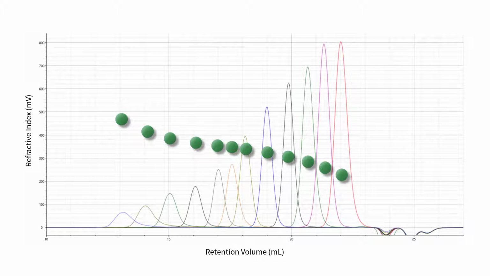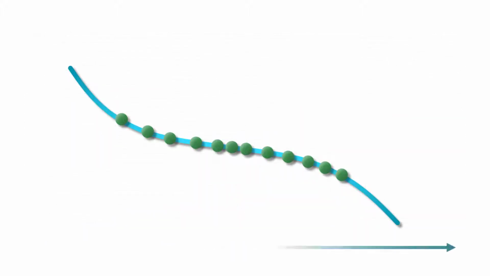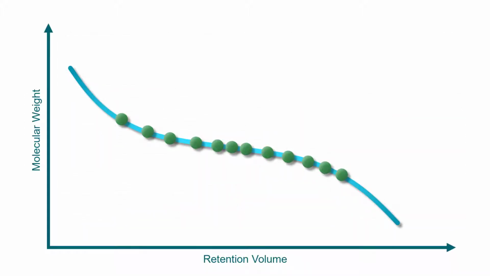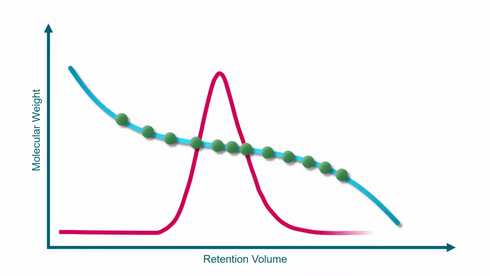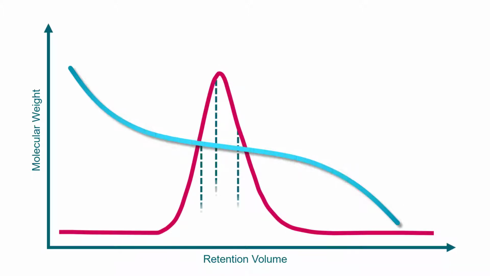software will determine the best fit line, which serves as the calibration curve. When a sample is analyzed, the molecular weight of each fraction is taken from the calibration curve based on its retention volume. This video will demonstrate how to set up a conventional calibration curve in the OMNISEC software.